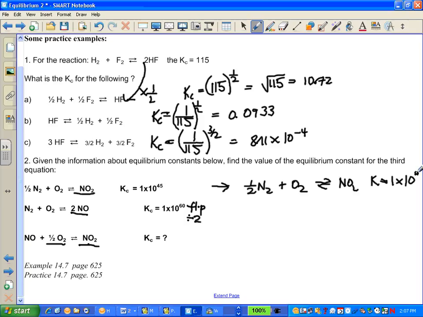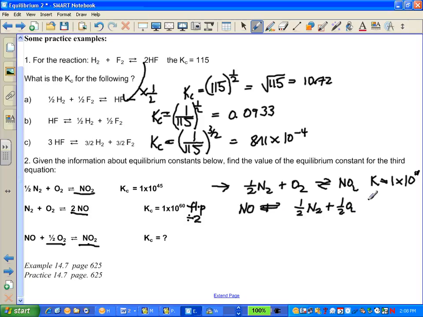Okay, we need a 45 there, and I'm running out of room, so I'll just put a little blob, but there should be a 45 there. This one, next, I've decided that I need to flip it and I need to divide by 2. So what I need to do is perform both of those changes on the reaction. So I'm flipping it around, so the NO becomes the reactant, and I'm also dividing it by 2, or multiplying by 1/2. So my new reaction becomes NO in equilibrium with 1/2 N2 and 1/2 O2.